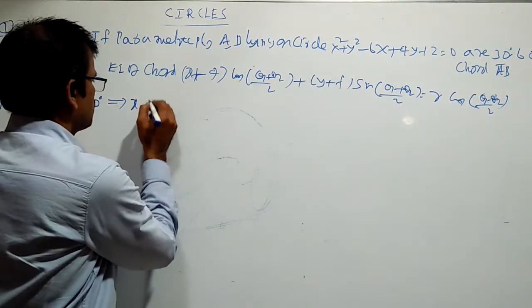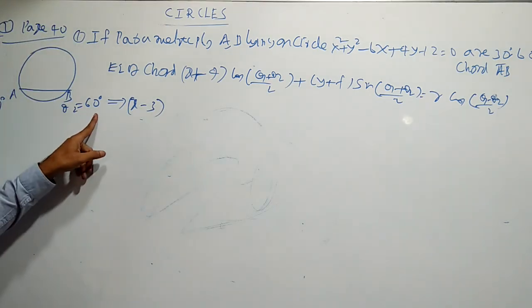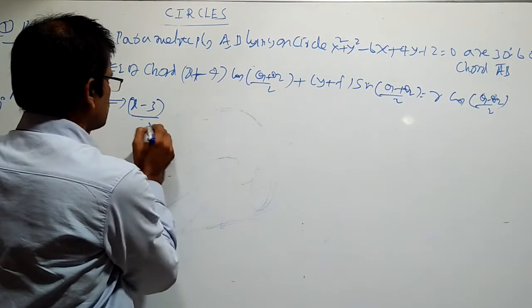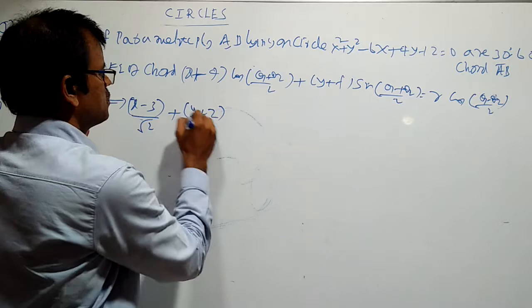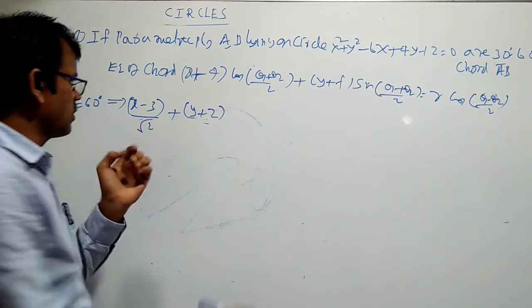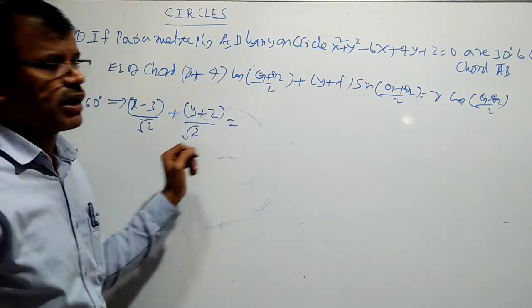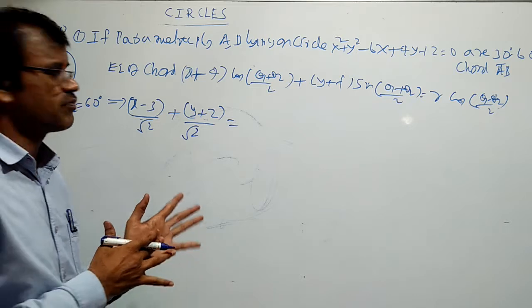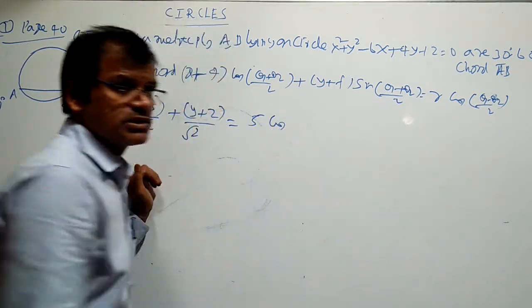Here you can write x minus 3 into cos of (theta 1 plus theta 2) by 2, that is 30 plus 60, 90 by 2, cos 45. So cos 45 is 1 by root 2. Here y plus f means y plus 2 into sin of (30 plus 60) by 2, sin 45, which is 1 by root 2. R is root of g square plus f square minus c, which is root of 9 plus 4 plus 12, so it is 5, into cos of (theta 1 minus theta 2) by 2.